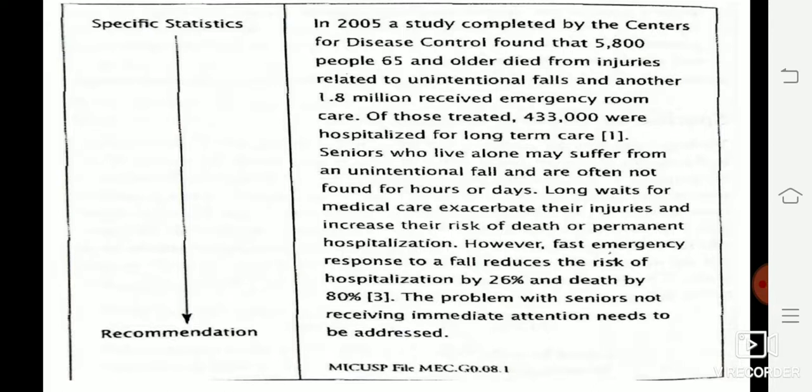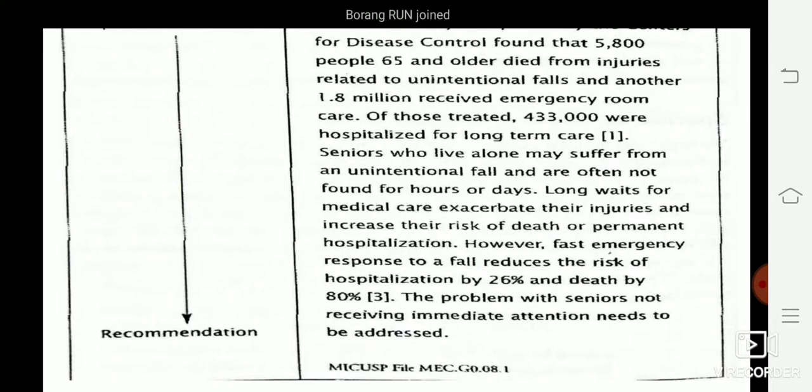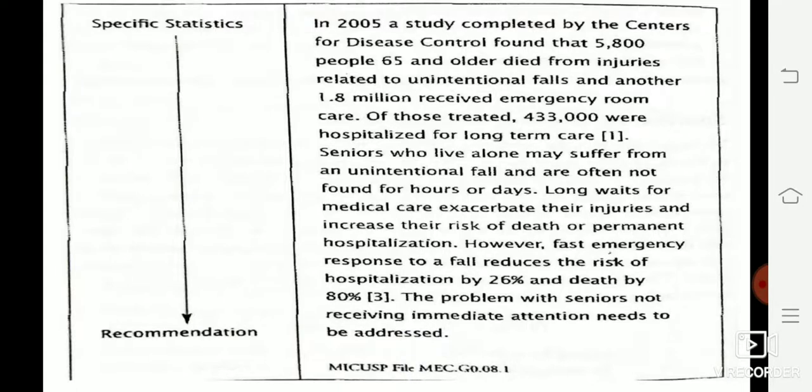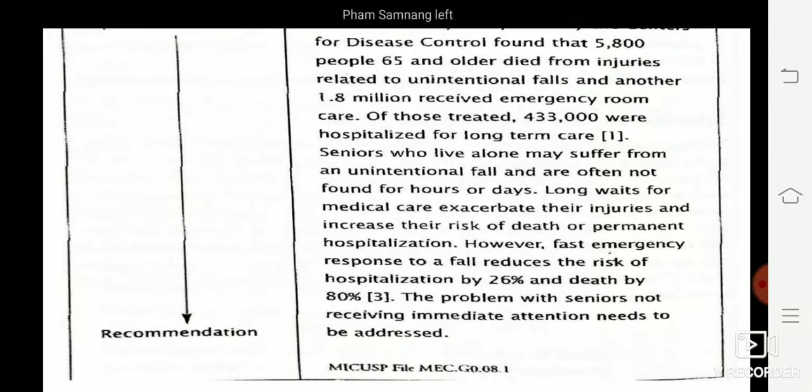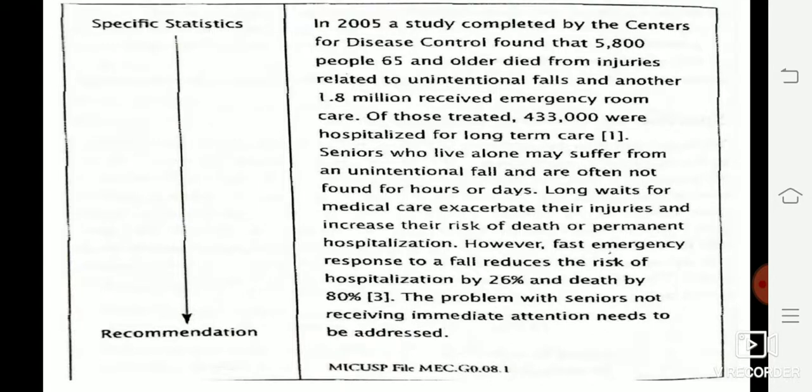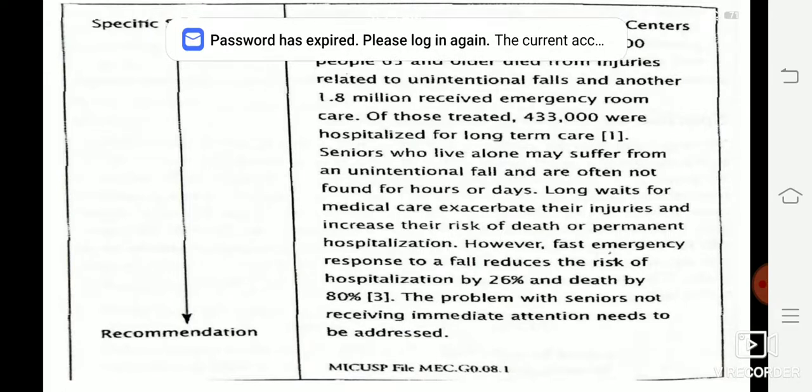Seniors who live alone may suffer from an unintentional fall and often are not found for hours or days. Long waits for medical care exacerbate their injuries and increase their risk of health problems or permanent hospitalization. However, a first emergency response to a fall reduces the risk of hospitalization by 26%, and thus by 80%. The problem with seniors not receiving immediate attention needs to be addressed.